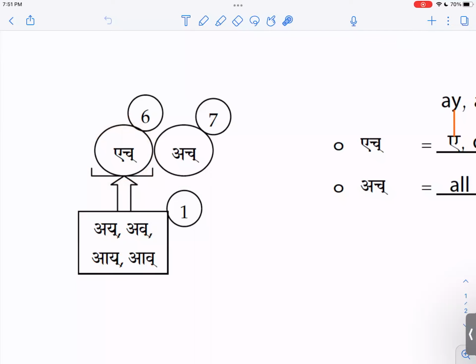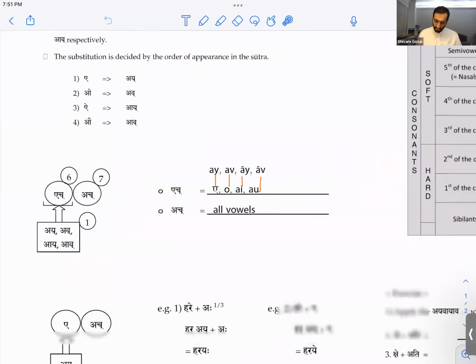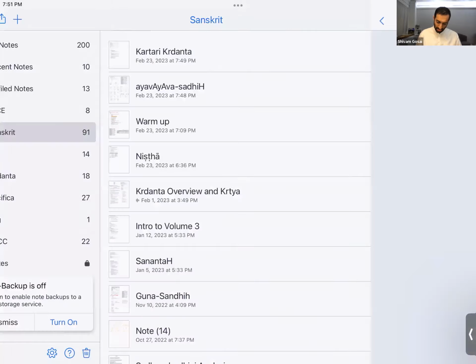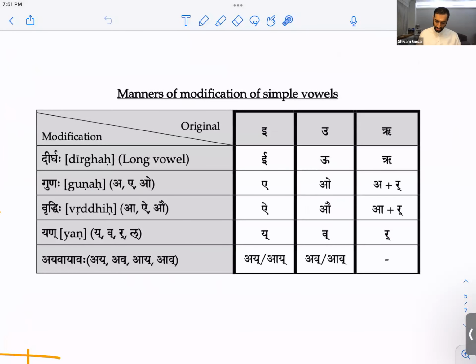The last question. Where do you get this, the manners of modification of simple vowels? Oh, this one? Yeah, this one here. Yeah, I got this from the Sandhi book. Where is it in the Sandhi book? It is not in the Sandhi book.